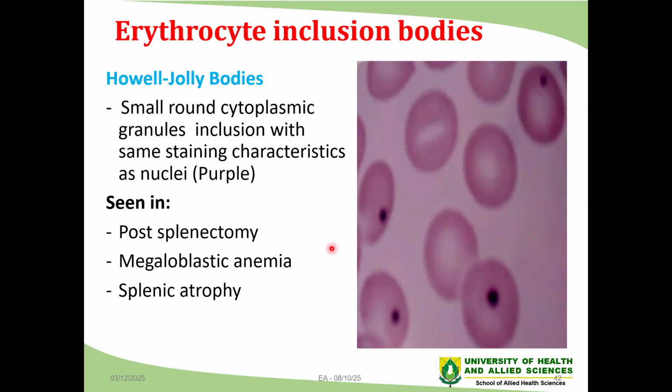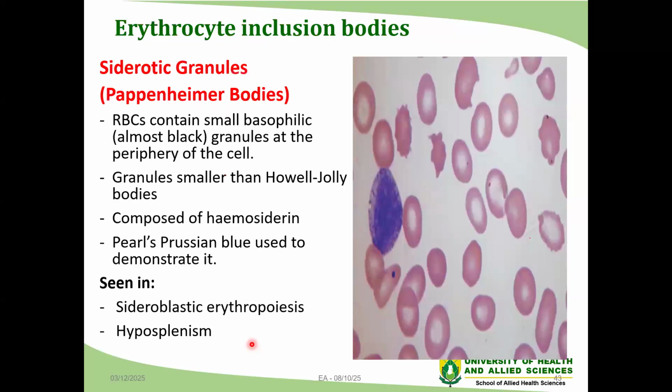In the same way, you might find them also in megaloblastic anemia. And then finally in splenic atrophy. Apart from removing the spleen, out of some pathological condition it can become atrophied, like it can shrink up. And in that case, the spleen will not be functional anymore. So sometimes we may refer to something we call functional asplenia.